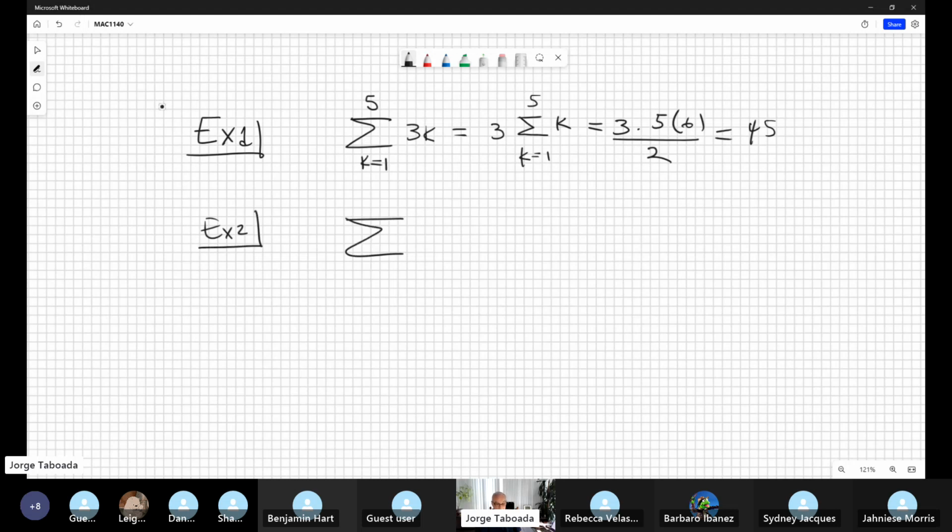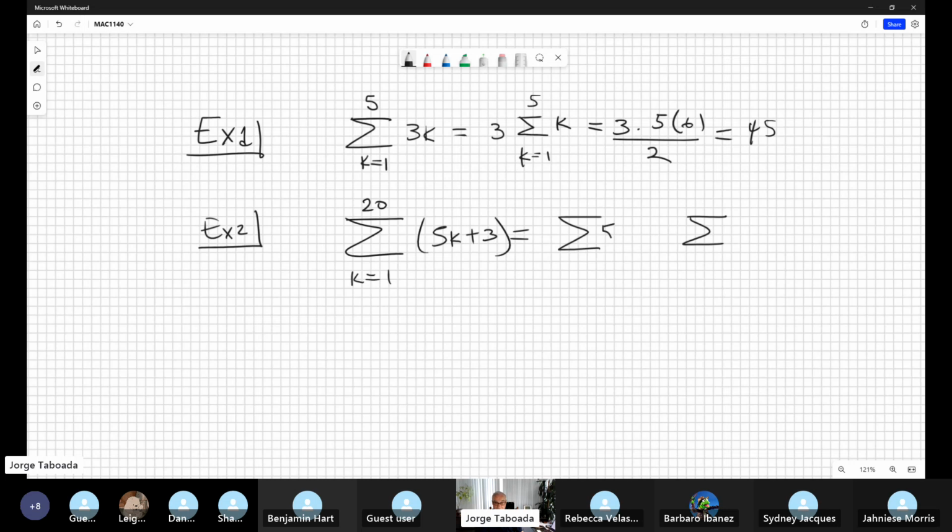Okay, let's do another easy example, example 2. Summation from k=1 to 20 of, inside the parenthesis we have a sequence, and the explicit formula for this sequence is 5k plus 3. Nobody computes this like that. I separate into summations.